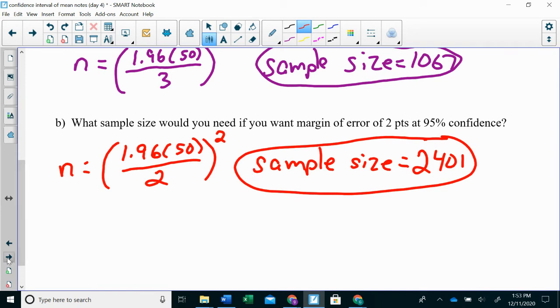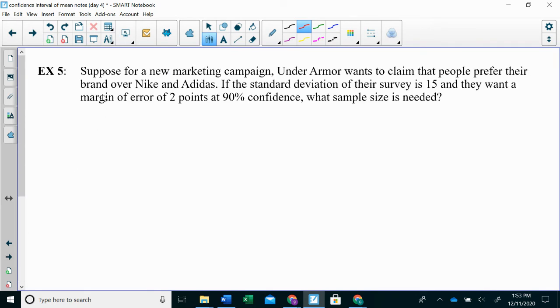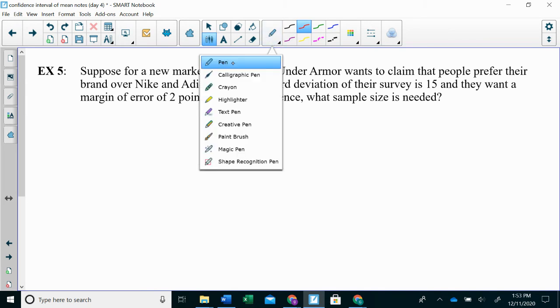Next example that we're going to practice. Suppose for a new marketing campaign, Under Armour wants to claim that people prefer their brand over Nike and Adidas. If the standard deviation of their survey is 15 and they want a margin of error of 2 points at 90% confidence, what sample size is needed?